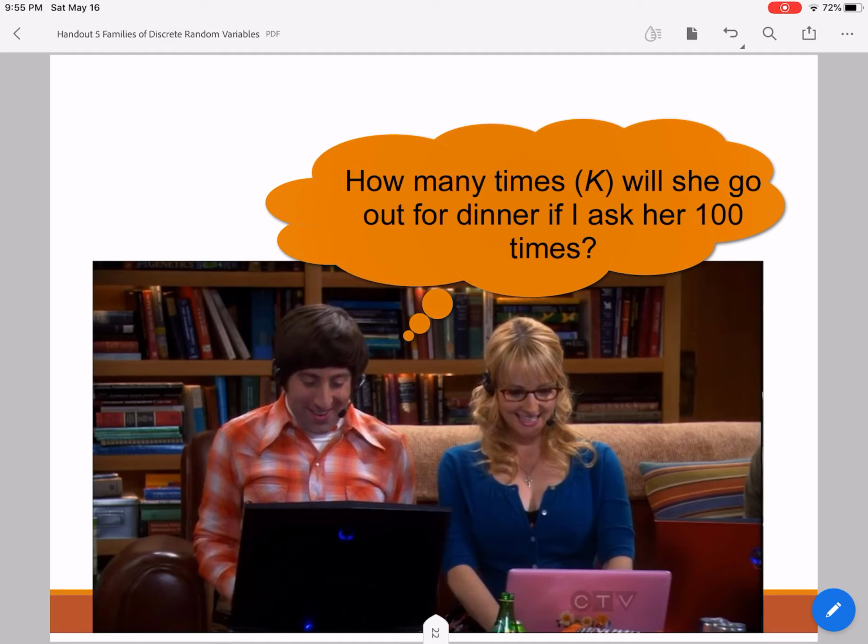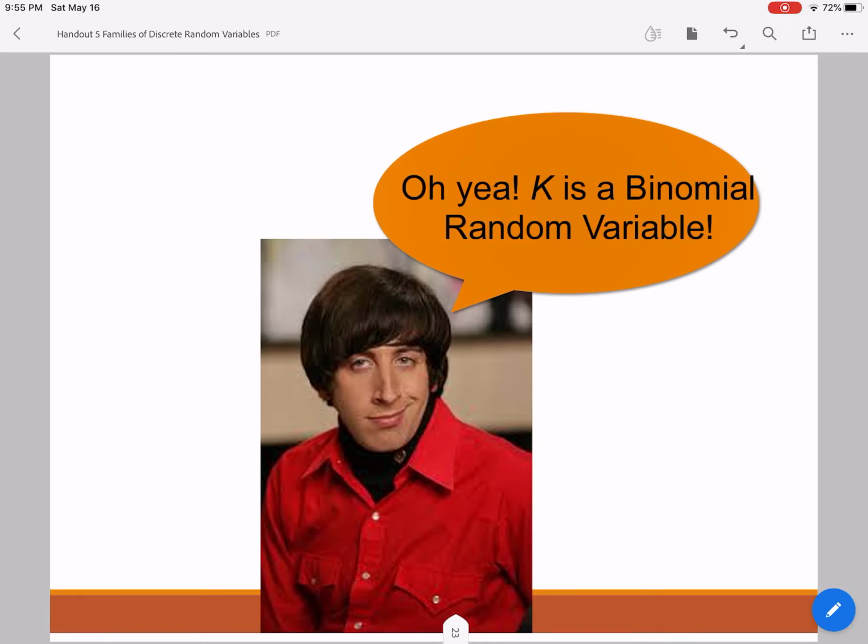You can pause your video here and think about which random variable you would like to use. Once you're ready, you can unpause your video and I can show you what Howard thinks. Oh yeah, K is going to be a binomial random variable.